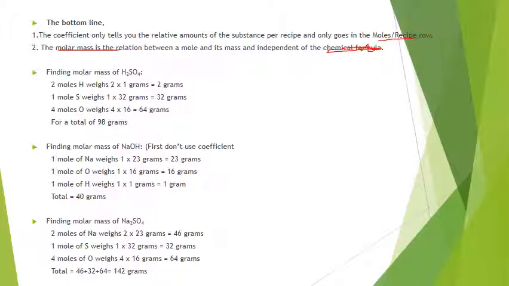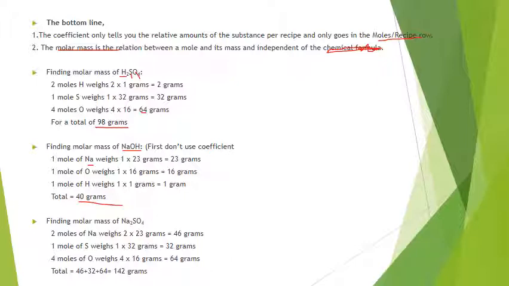So here's how we came up with each one of the molar masses of the different substances. Okay, so sulfuric acid is H2SO4. That tells me there's 2 hydrogens, 1 sulfur, and 4 oxygens. And so it's 2 times 1, 1 times 32, 4 times 16, which add them all together is 98. Okay. NaOH tells me there's 1 Na, 1 O, and 1 H. So 23 plus 16 plus 1 is 40 grams per mole.